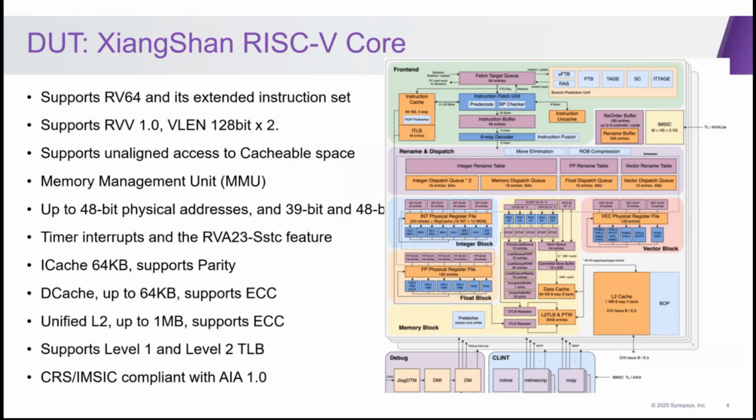Xiangshan is a RISC-V project. You can find this project on GitHub. It's an open source project. It's a high performance RISC-V processor. It has many features we just mentioned. It has MMU, iCache, dCache, L2 cache, the advanced interrupt, supports vector, RV64. And look at the block diagram of the design.